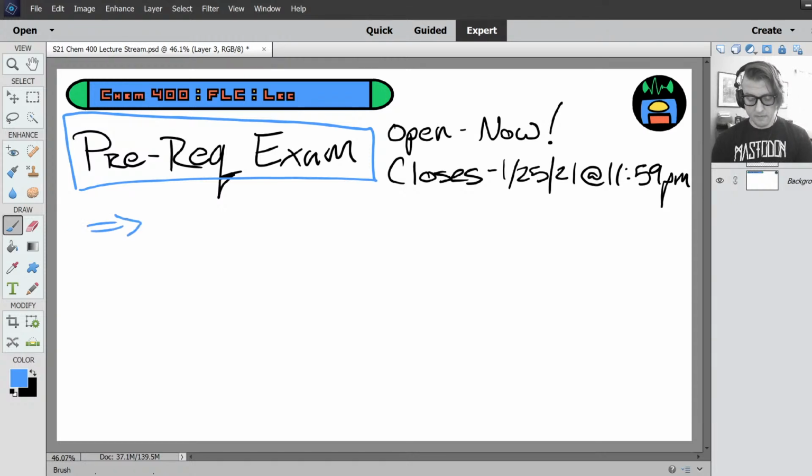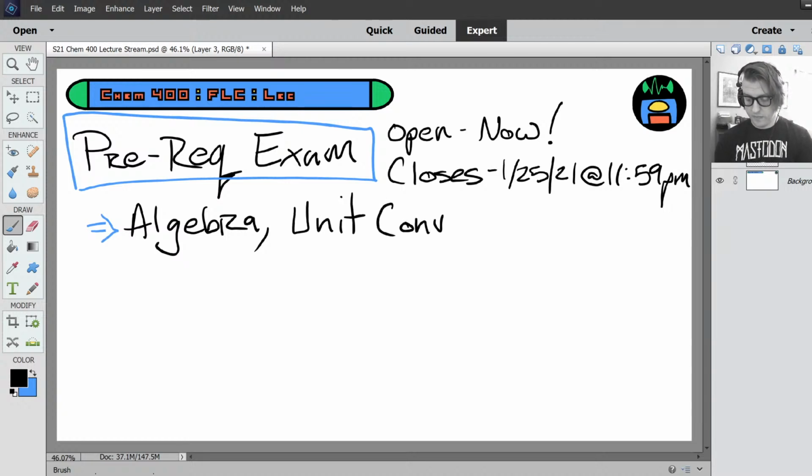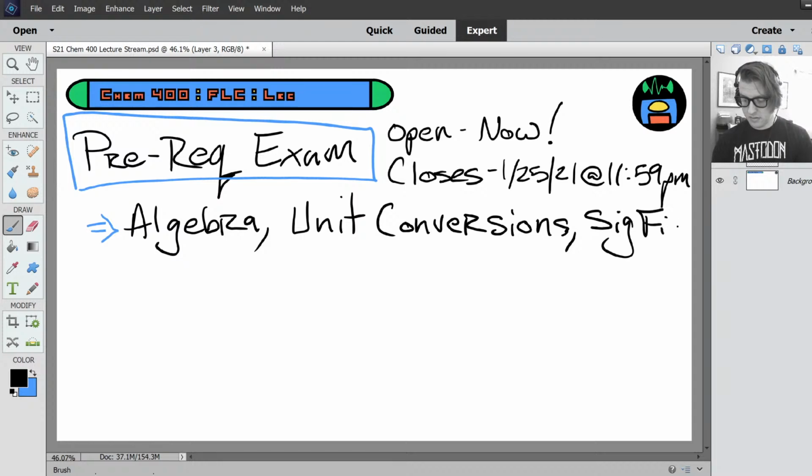Here's the thing. What's on this exam? Algebra, unit conversions, and sig figs. All right, algebra, unit conversions, and sig figs.